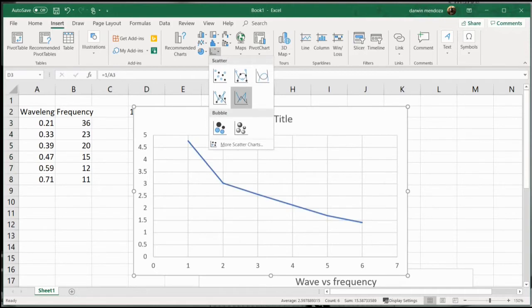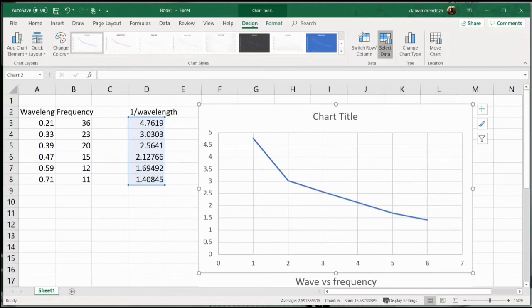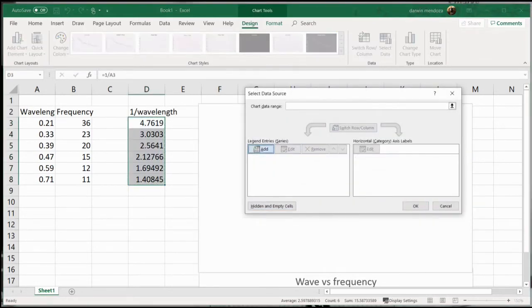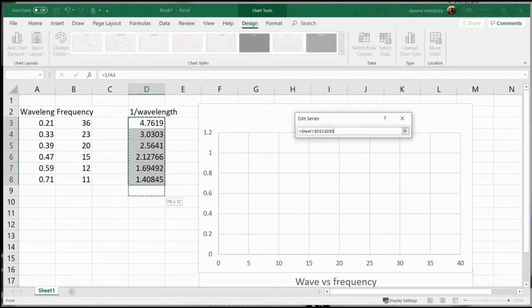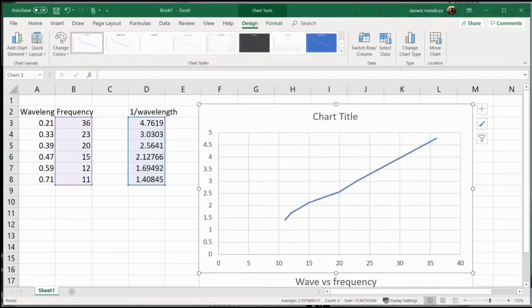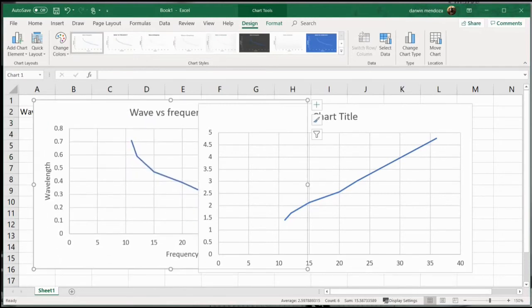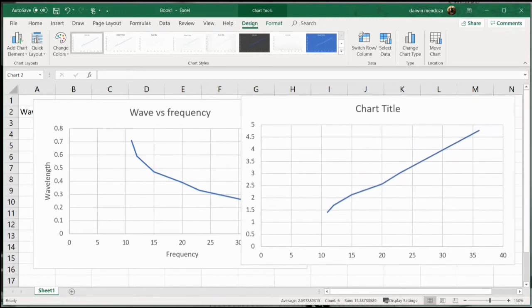I'll insert a line graph. I'll select my data. I'll add my data. My x-axis is still going to be frequency. My y-axis is going to be something different. My y-axis is going to be 1 over wavelength. Okay, and there you go. I got my straight line compared to the initial graph. So you can see there is an inverse relationship. I've just proved it by taking the inverse of the wavelength.